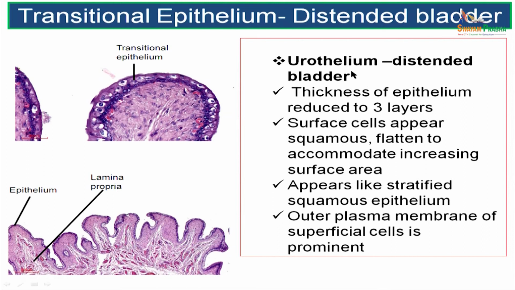What about the transitional epithelium in a distended bladder? When the bladder gets distended with urine, the thickness of the epithelium is reduced to 3 layers. The surface cells become flattened, or squamous. Why? To accommodate the increasing surface area. So, transitional epithelium in a distended bladder will look like stratified squamous epithelium, that is, the surface cells are flattened. The plasma membrane covering the superficial cells is very prominent.